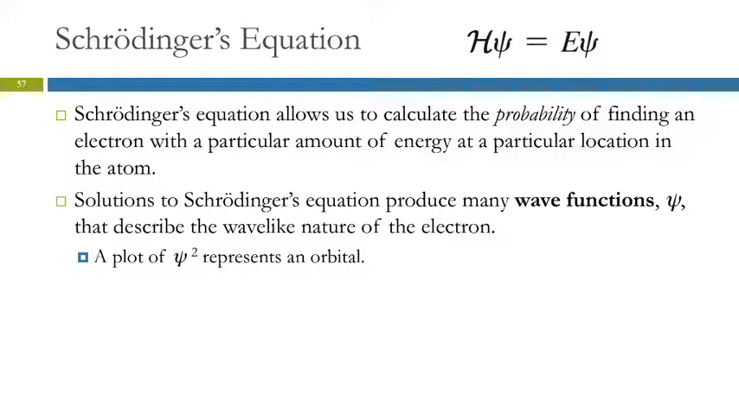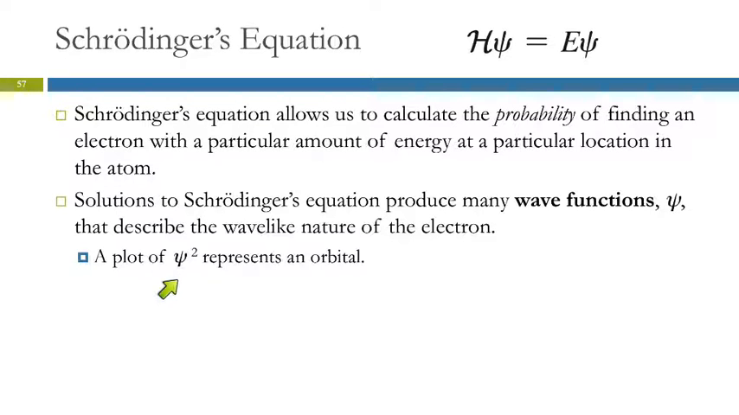Okay, we heard about Schrödinger's cat. Well, Schrödinger came up with an equation that allows us to calculate the probability of finding an electron with a particular amount of energy at a particular location in the atom. Now, this is not a nice little equation like y equals mx plus b or anything like that.